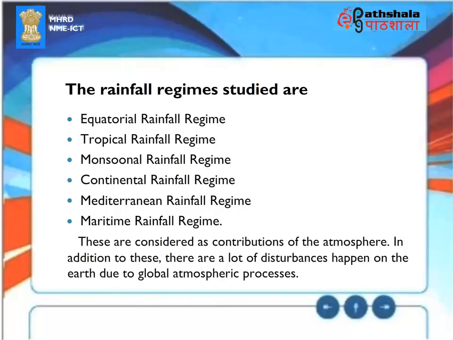The rainfall regimes studied are equatorial rainfall regime, tropical rainfall regime, monsoonal rainfall regime, continental rainfall regime, Mediterranean rainfall regime, maritime rainfall regime. These are considered as contributions of the atmosphere. In addition to these, there are a lot of disturbances happening on the Earth due to global atmospheric processes.